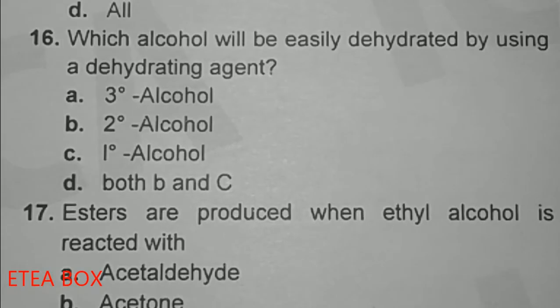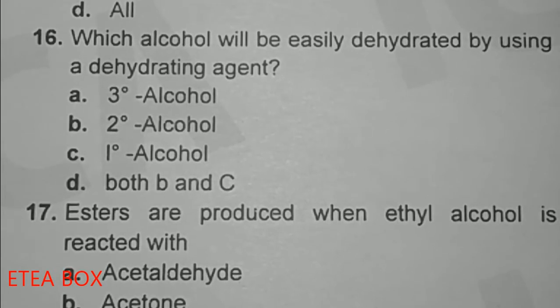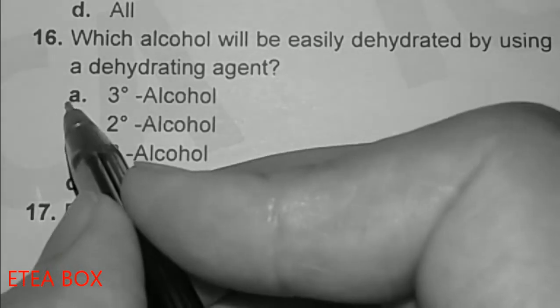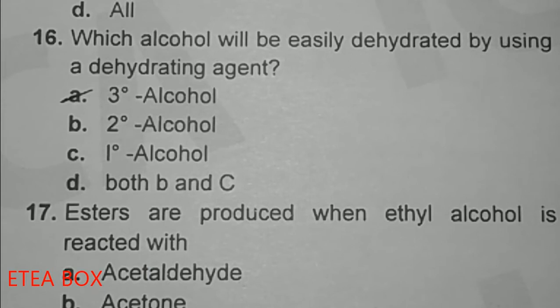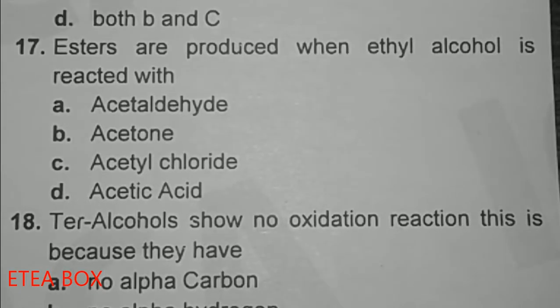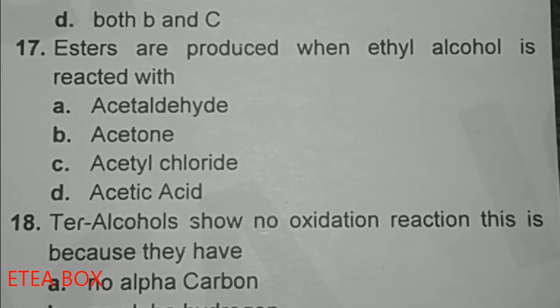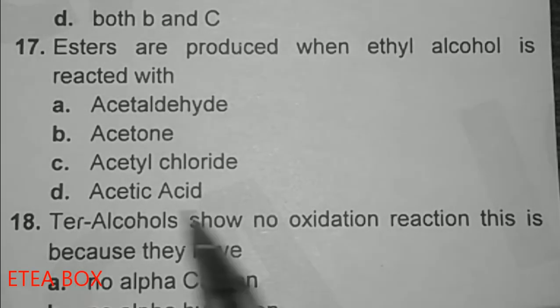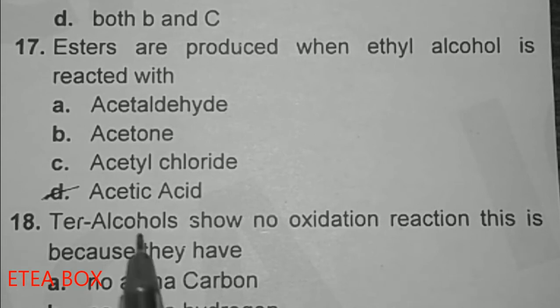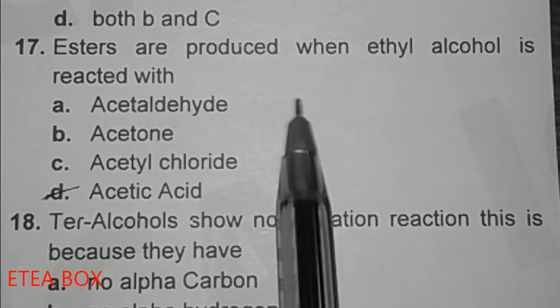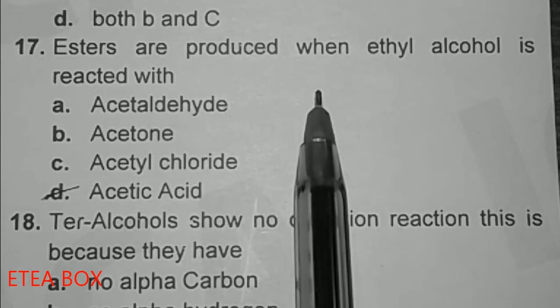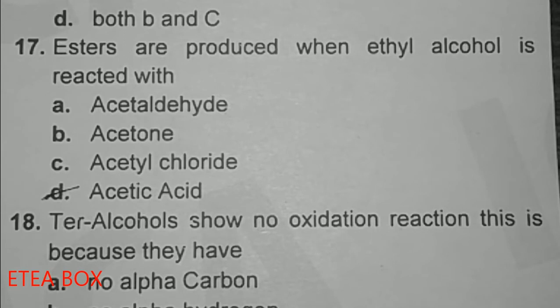Which alcohol will be easily dehydrated by using a dehydrating agent? So we know that tertiary alcohol is the most reactive one, so it will be easily dehydrated. Option A is the correct one, okay? 17. Esters are produced when ethyl alcohol is reacted with. So option D is correct here, okay? When acid and alcohol are treated, it gives ester, okay? So acetic acid when reacted with ethyl alcohol will give ester, and the reaction is called esterification, which is present in your book, okay?